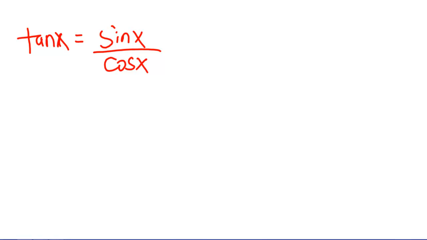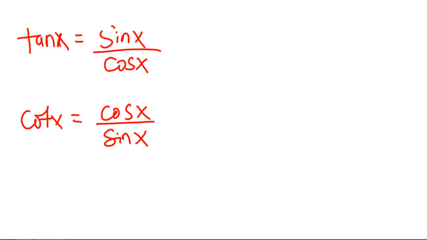Apart from this, there are other ways in which we can represent the tangent and the cotangent functions. So see, the tangent of any angle x is equal to sine of x over the cosine of x, and the cotangent of x is equal to the cosine of x over the sine of x. Now why is this the case?